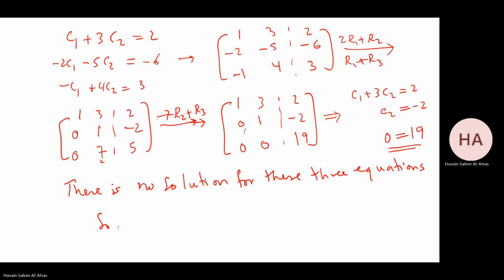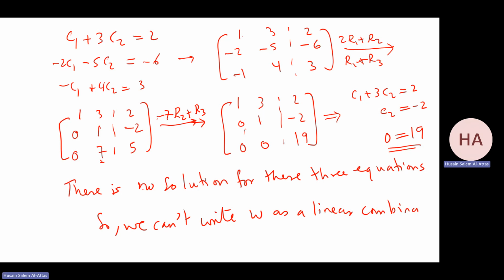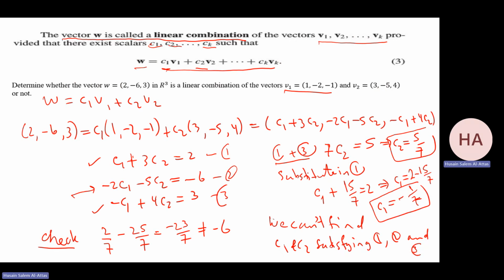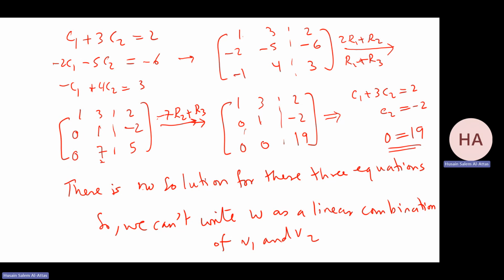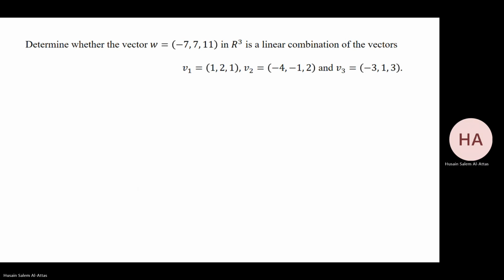So we cannot write W as a linear combination, where we cannot find C1, C2 of V1 and V2. So now if we do Gauss elimination, we'll get something like this, which means there's no solution. Determine whether the vector is a linear combination of this or not.